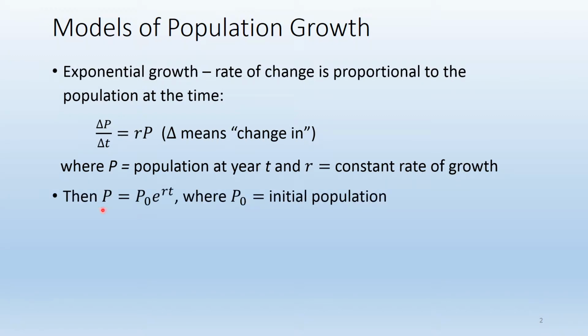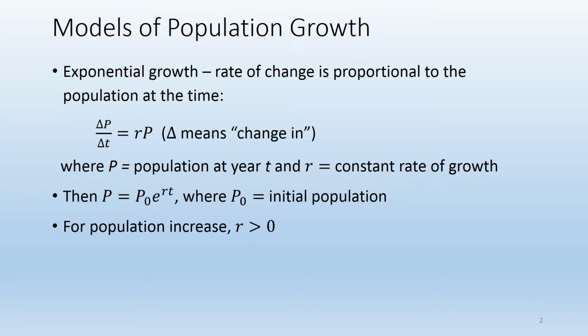Then the population can be modelled as P equals P naught, the initial population, times e to the rt. We'll see after we've studied some calculus how we can obtain this equation from the given equation that we started off with.